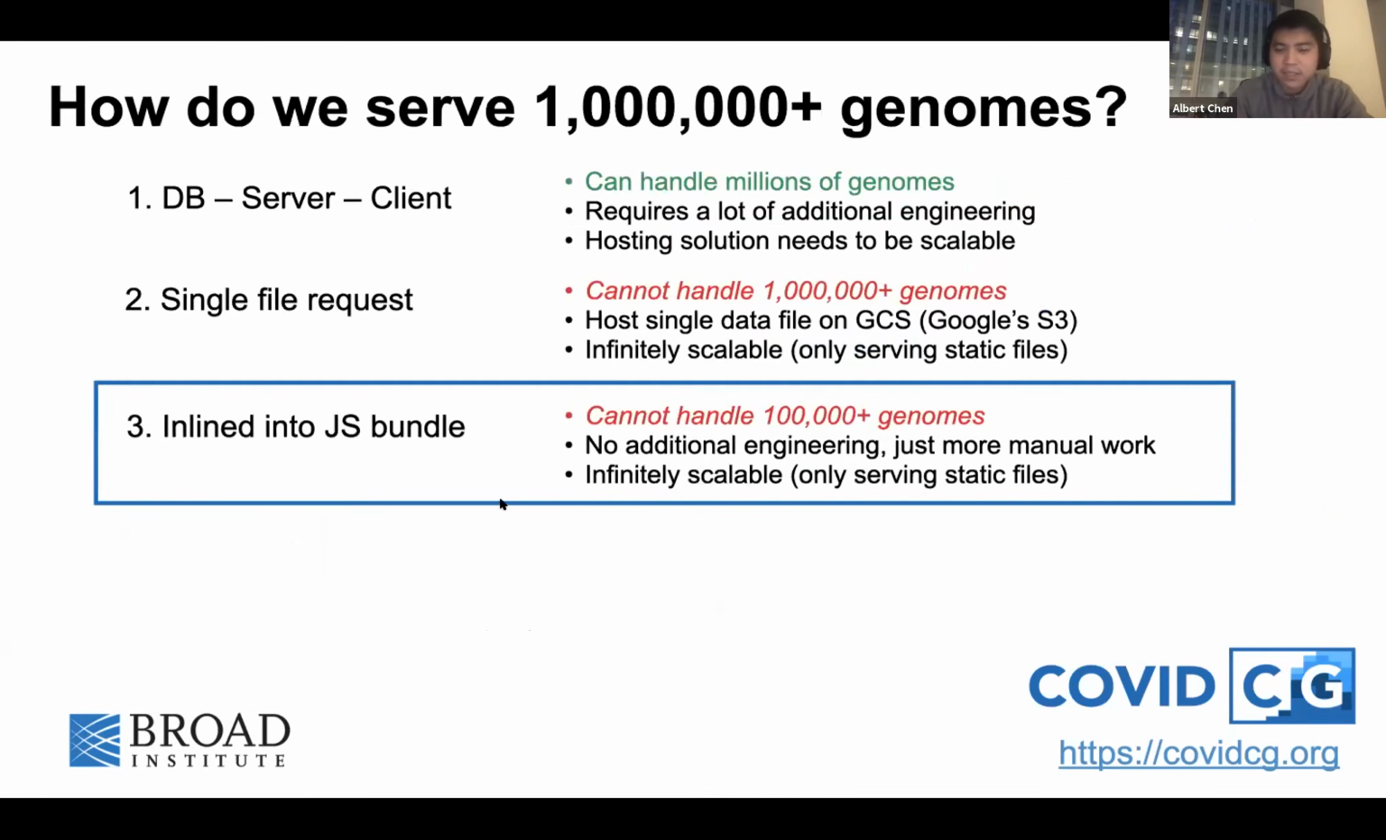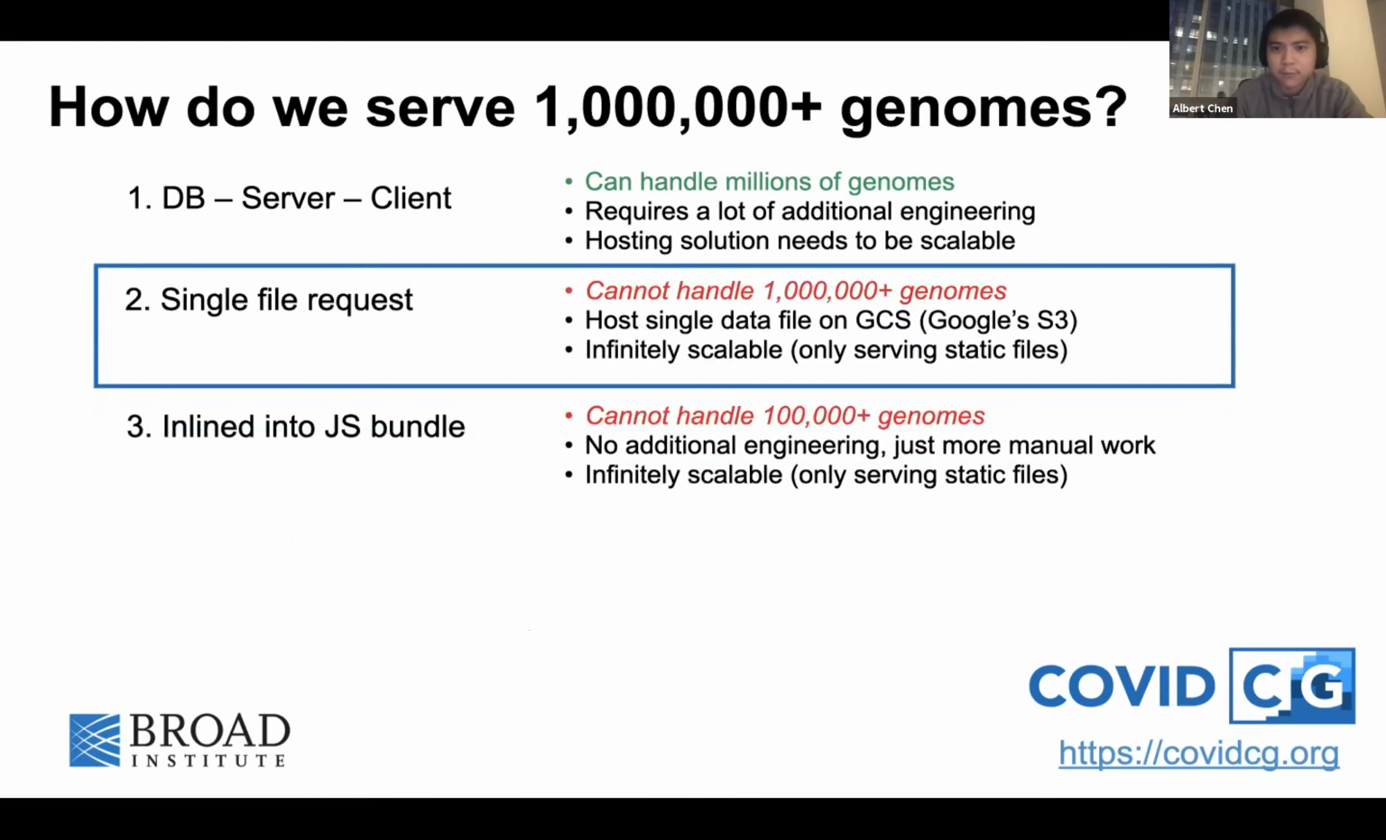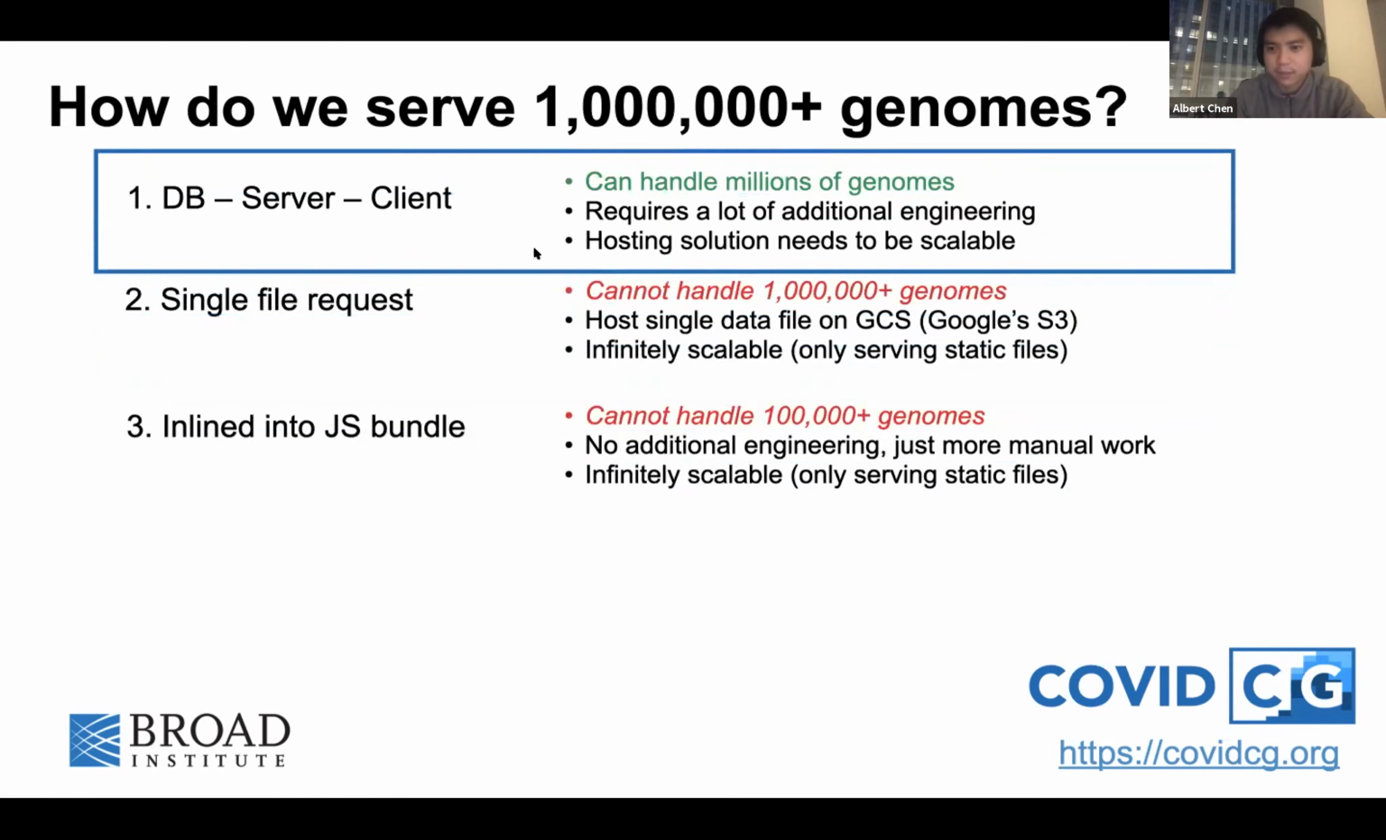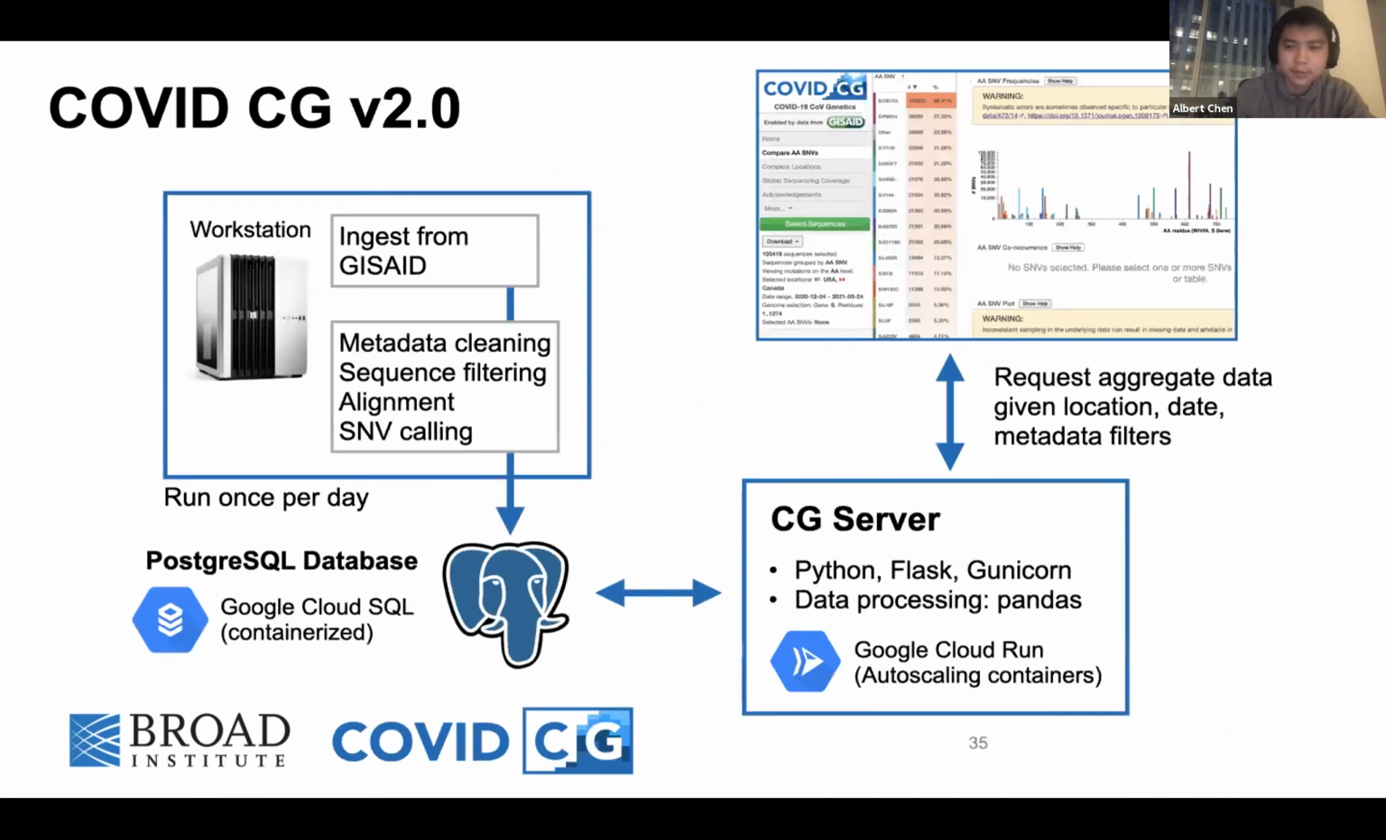It's funny because we started at sort of the laziest solution and slowly moved back to sort of the more principled solution of having a database and a server and a client, which can serve only small chunks of the data that the user requests. And this is what is live now. So this is like sort of the version 2 of COVIDCG.